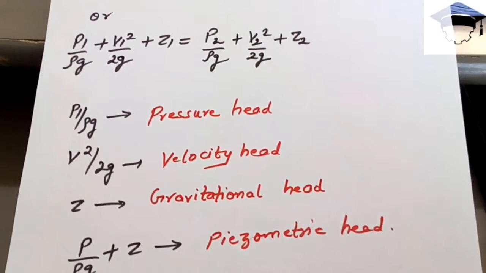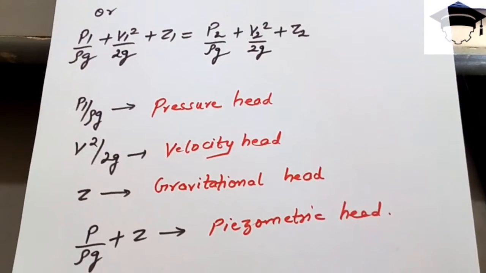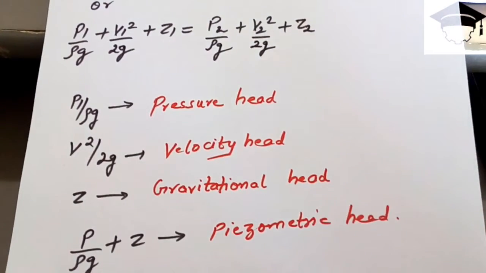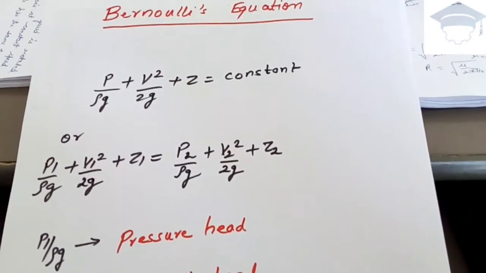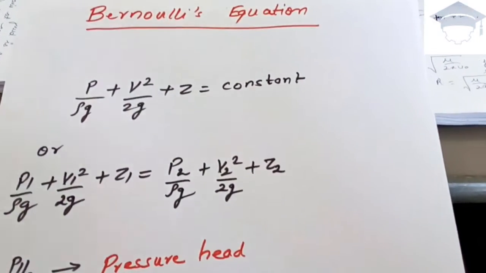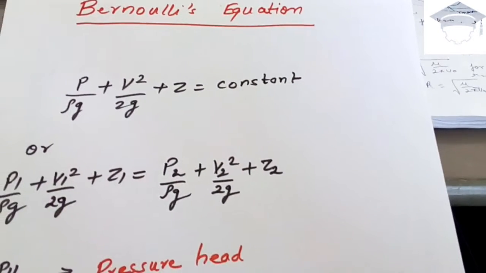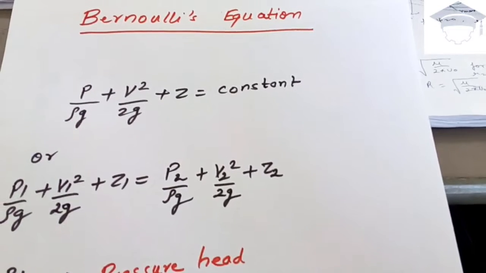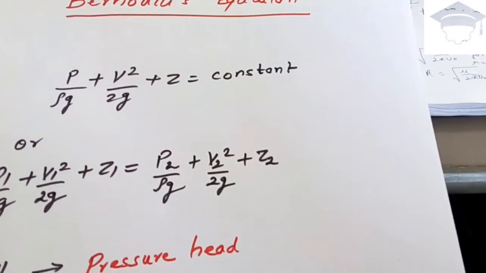Now this Bernoulli's equation is derived from Euler's equation of motion. Euler's equation of motion was found by a scientist known as Euler, and Bernoulli just used his equation and integrated it to form this equation, which is known as Bernoulli's equation.